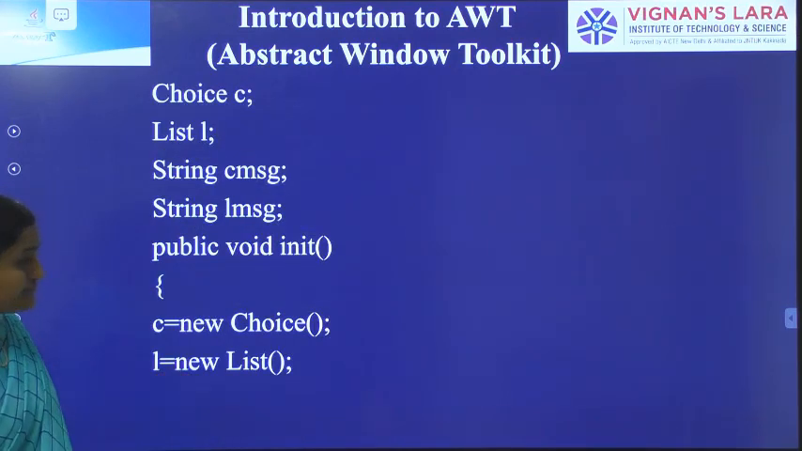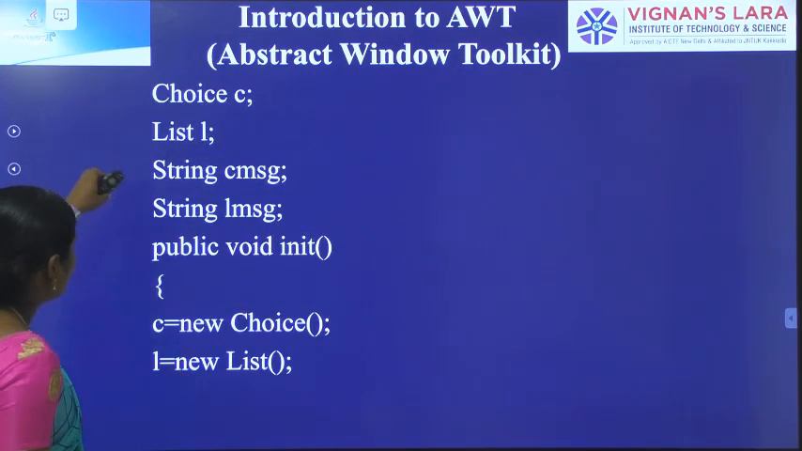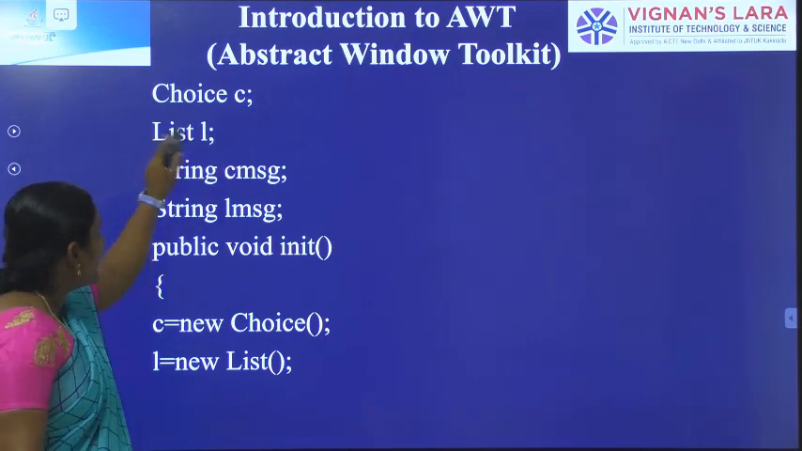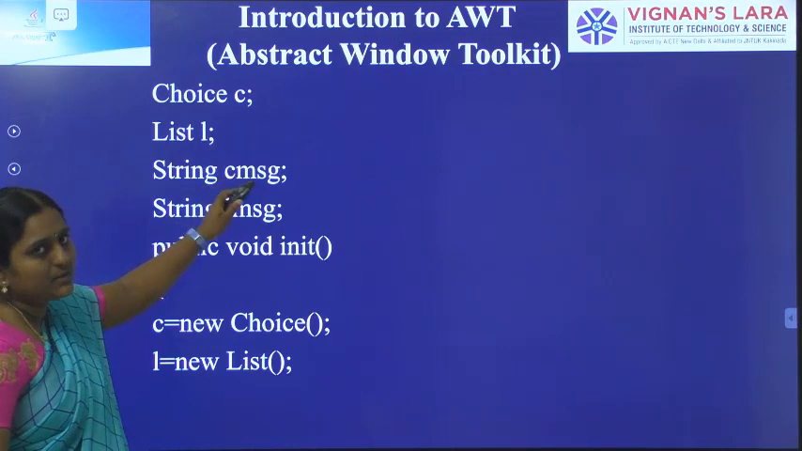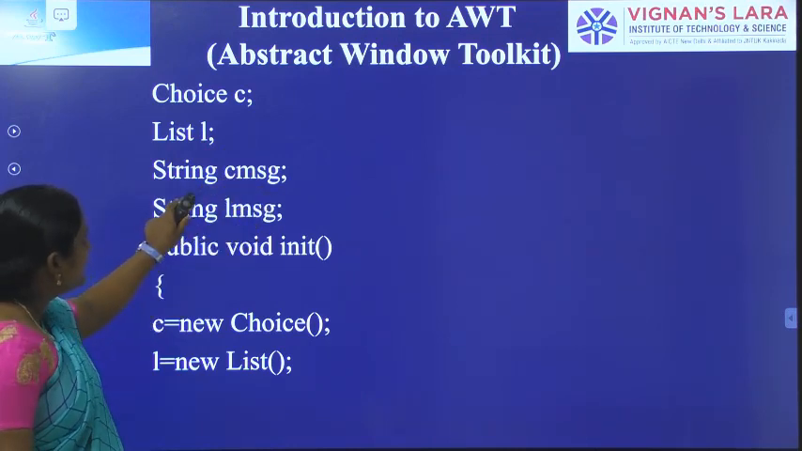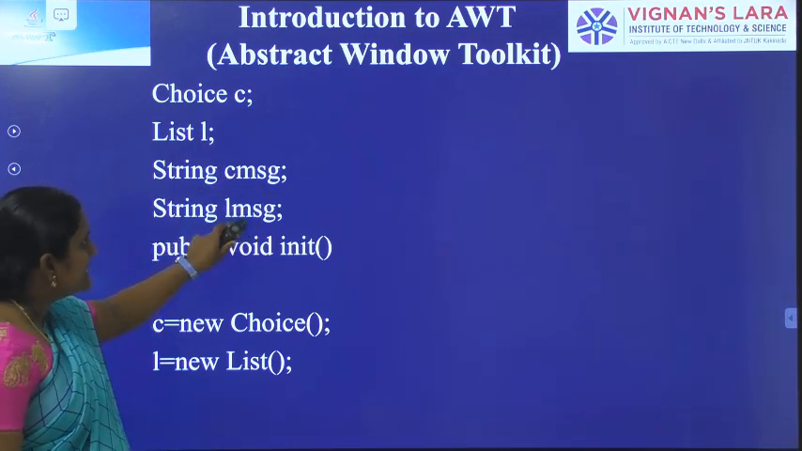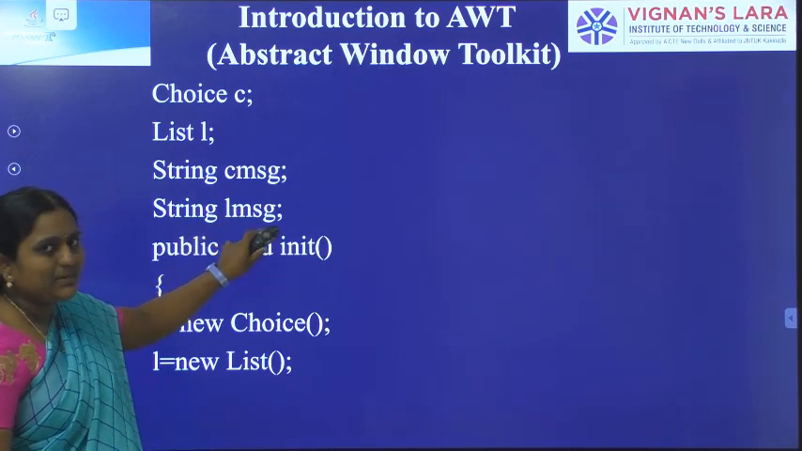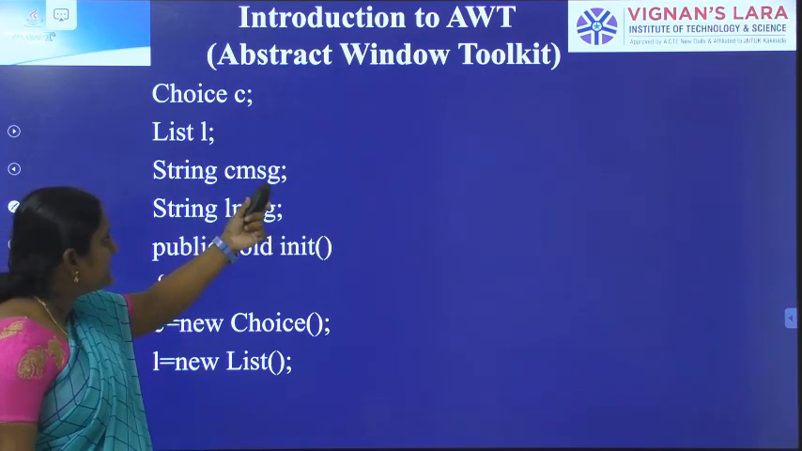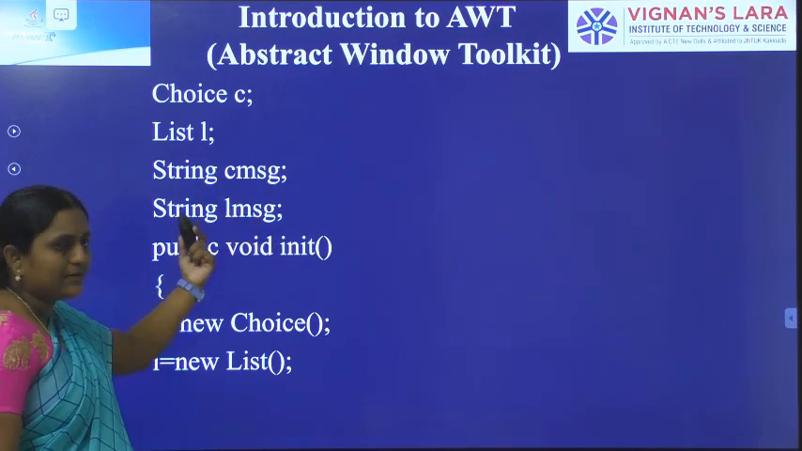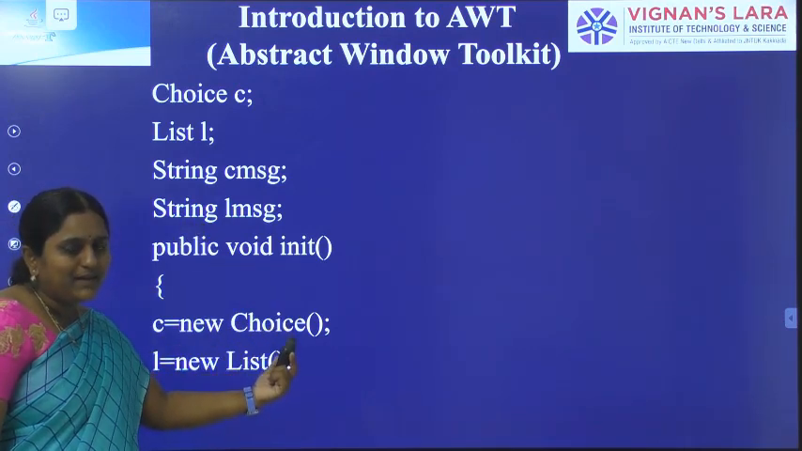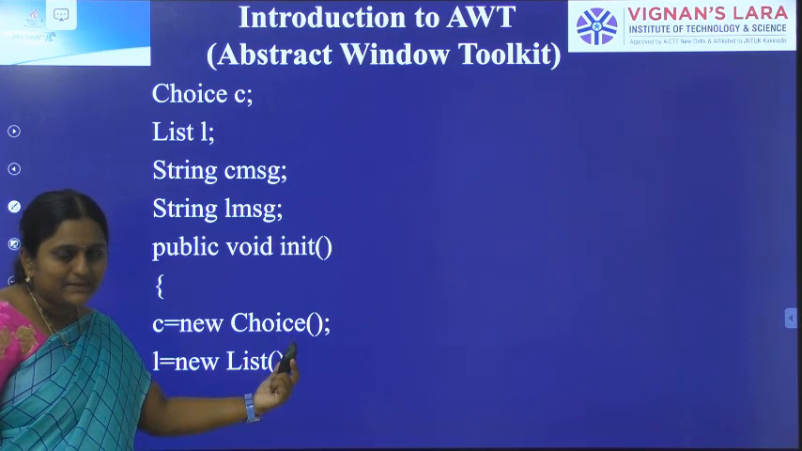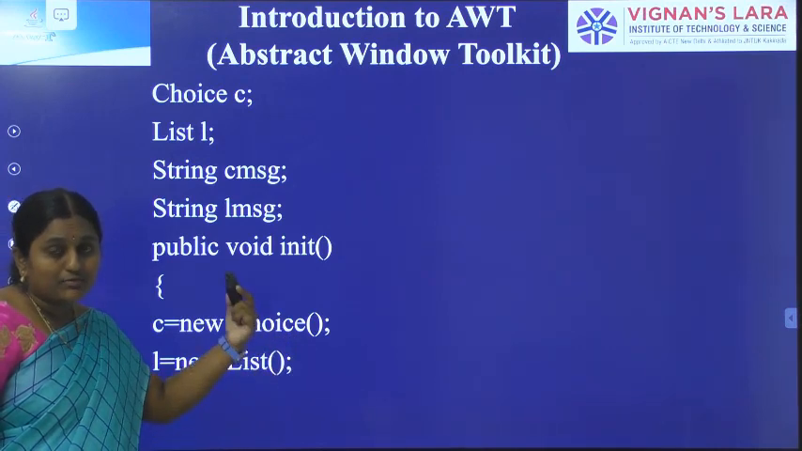Next, here I am defining objects of the Choice and List classes: Choice c, List l. Here c and l are reference variables or object names. Next, I am defining two messages, cmsg and lmsg. These two are variables of String data type. Next, I am invoking the init method. Everything we have to set within the init method. Already I told you a number of times.